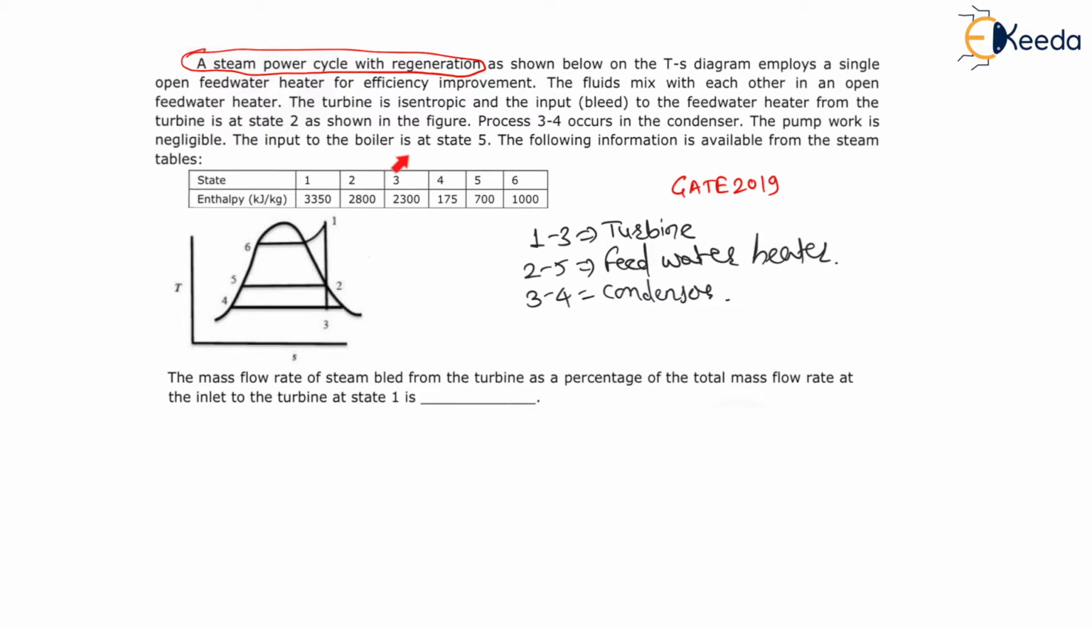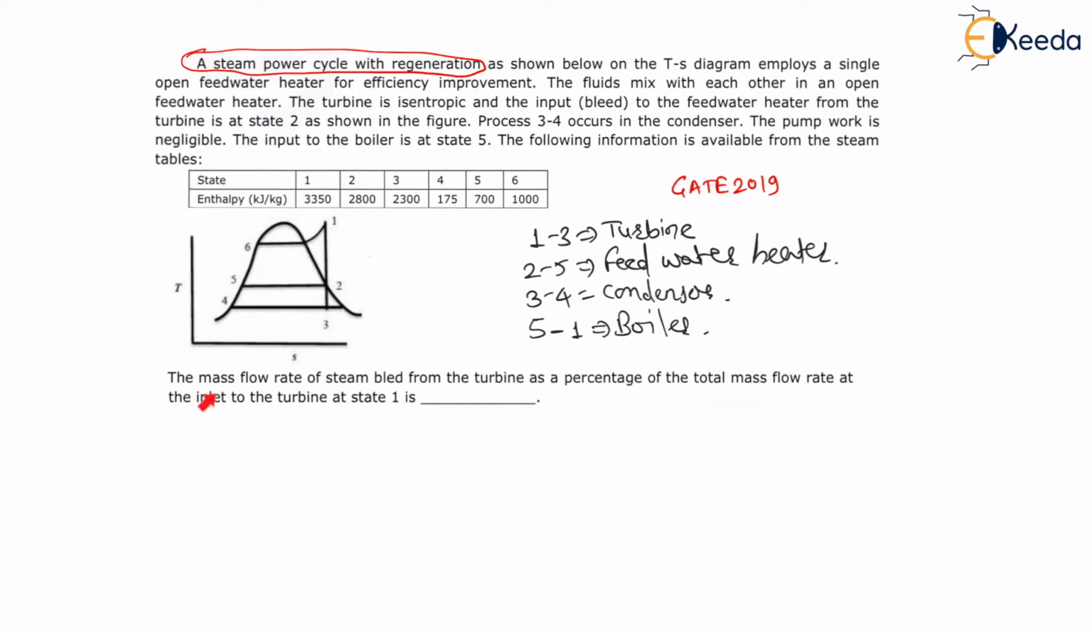Then the input to the boiler is at 5. Means from 5 to 1 there is a boiler, that is heat supply in the boiler. So my dear students, here I can write 5 to 1, it is a boiler. Input to the boiler. Again, the following information is available from the steam table. Here they have provided the steam table, with enthalpy in kilojoule per kg at every state, at state 1, 2, 3, 4, 5 and 6. They have given enthalpy values in kilojoule per kg.